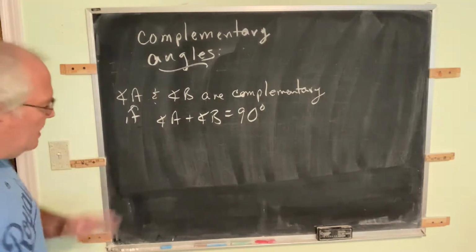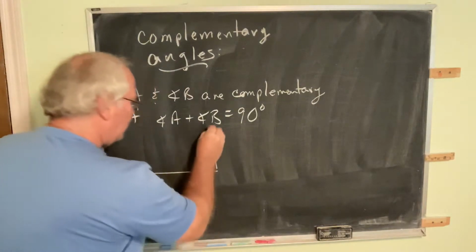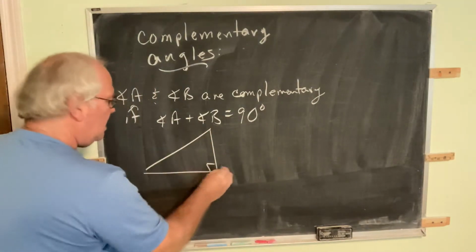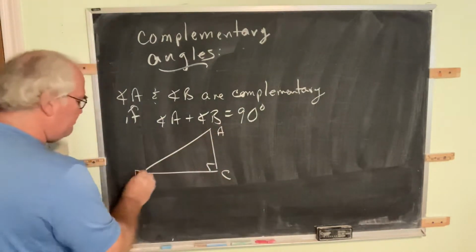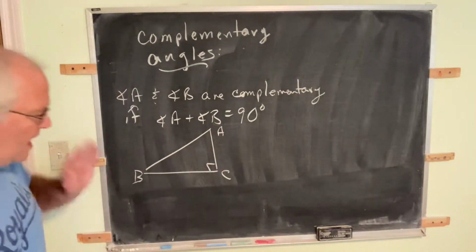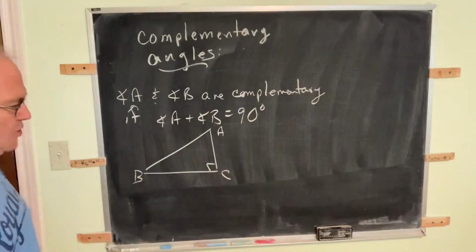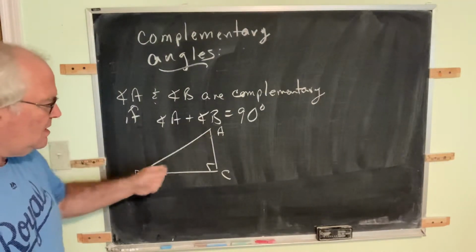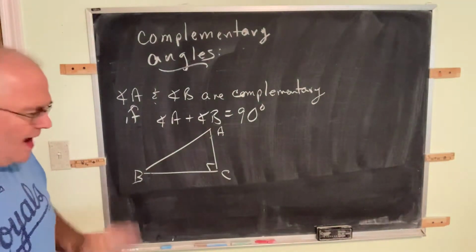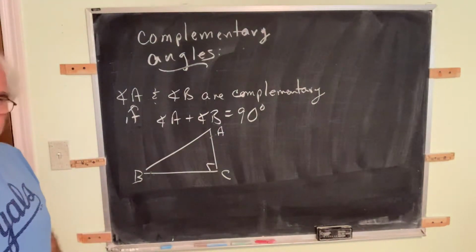So what does that have to mean? Well, look at this. Consider any right triangle. Let's call this C. It doesn't matter which. Let's call this A. Let's call this B. In any right triangle, the two acute angles are complementary. In any right triangle, we know the two acute angles must be complementary.